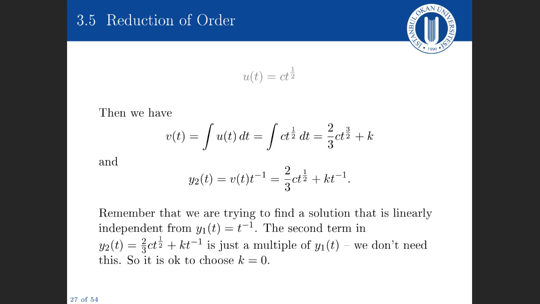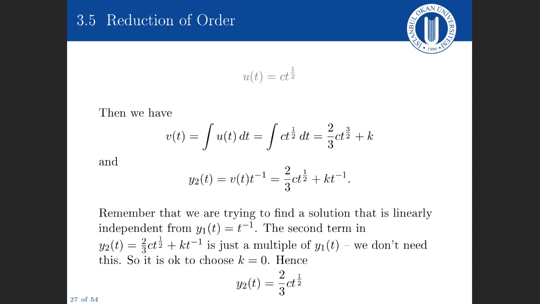Now remember, we're trying to find a solution that is linearly independent from y1. We can use this to choose the constants to simplify y2. The second term, that's the k t to the power minus 1, is just a constant multiplied by y1. We don't need this. We already have y1. We're just trying to find a linearly independent second solution. So we can just choose k is equal to 0, and forget about this term. Then we're left with y2 is equal to 2 thirds c t to the power half.